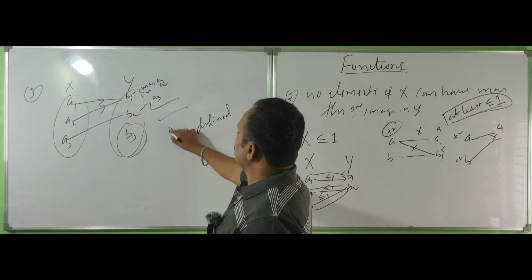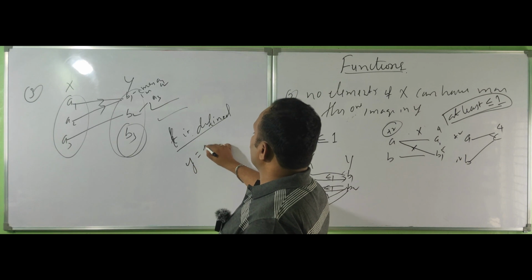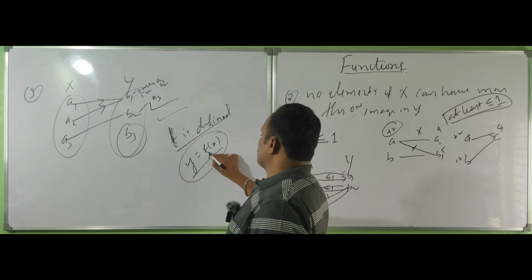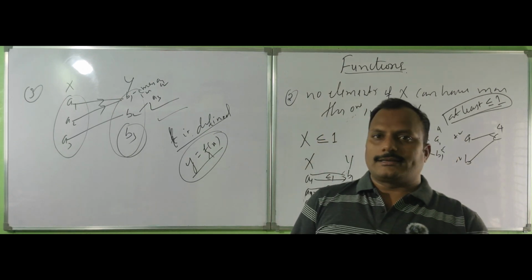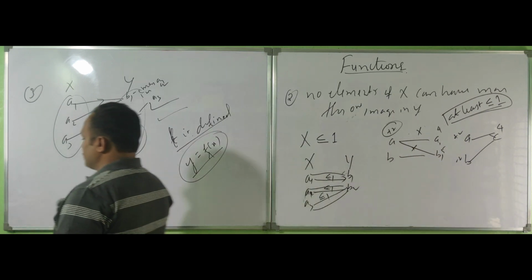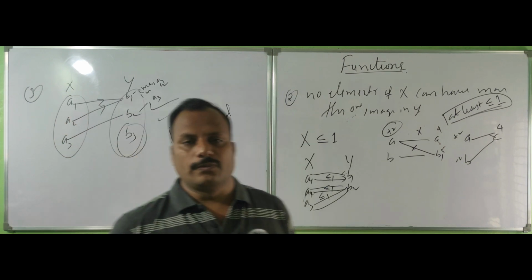F is defined only when y is equal to f of x. It means there should be a relation. A function means y has some value at each x. F is defined when f of x is known for all x values, x belonging to X only.